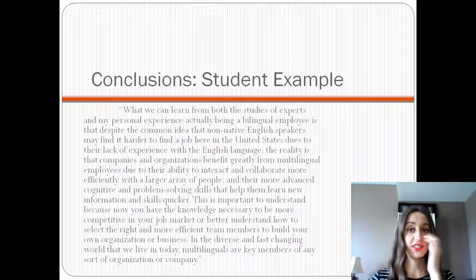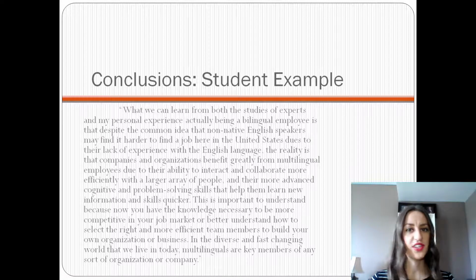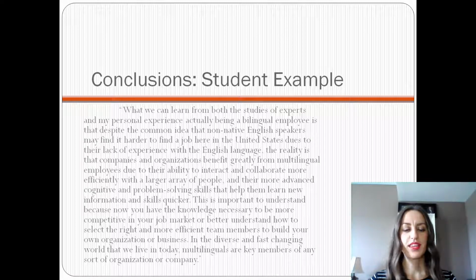Okay, so here's a student example of a conclusion paragraph, and I am going to go ahead and read through it out loud. And just listen for all of those parts, for how they're summarizing arguments, making connections between all of their subpoints, and then restating the thesis and how it's significant.